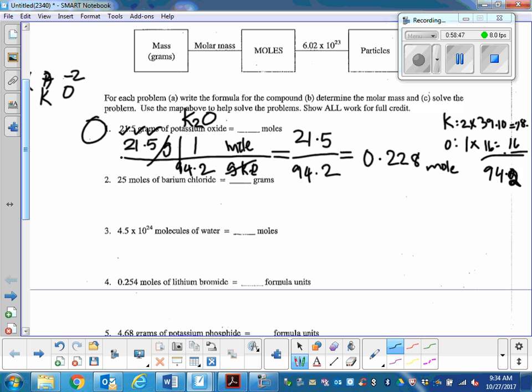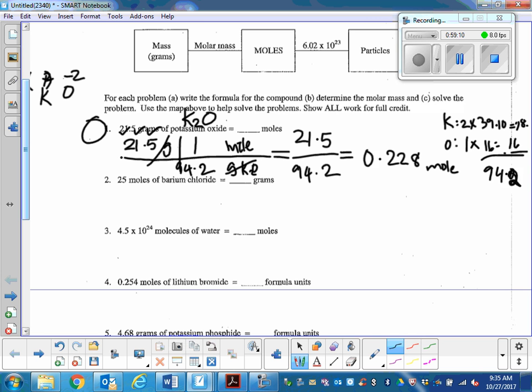Are we understanding how this problem is done? Is it making sense? Or in other words, if 94.2 grams is 1 mole, 21.5 grams is how many moles? Isn't that the problem? Right? Are we understanding? Is it making sense?